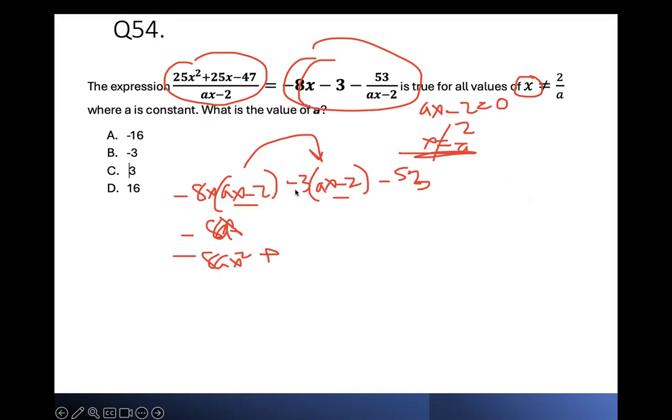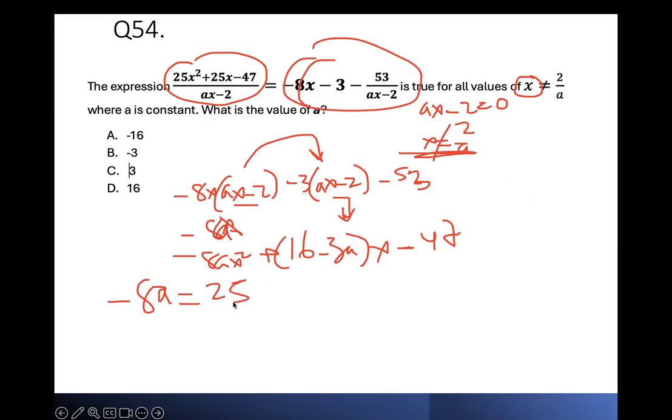And then the second one, 8 plus this. This will add together, and you're going to get 16. This is 16 minus 3a x. In the process, it will be 47. I've calculated it already. But if you open these two and minus this, you're going to get this. This can be simplified because it's already simplified here. What is our 8a? 8a is 25. Minus 8a is 25. That's the first thing. That means our a is minus 25 over 8.